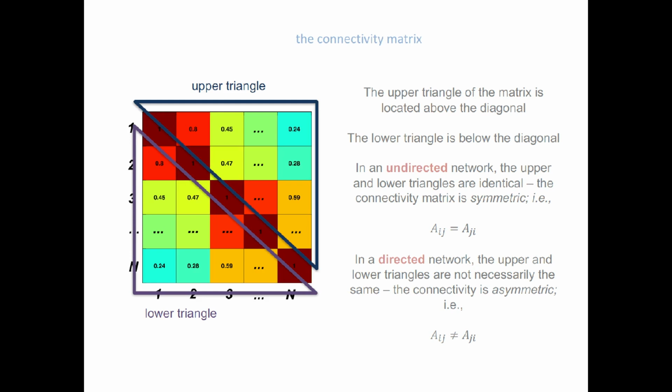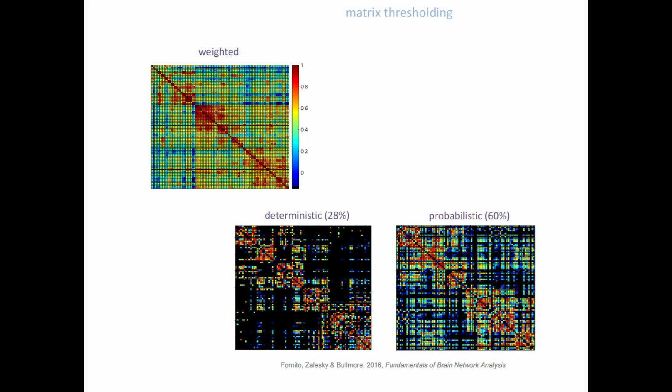In a directed network, that's not the case. And it depends on how we list our connections. You could choose to list outgoing connections along the rows or along the columns, and that means that the upper and lower diagonal of the matrix are going to give us different information. So that depends very much on how we've measured connectivity.